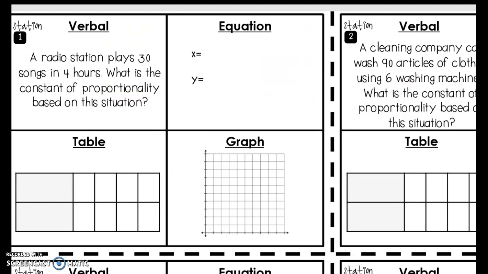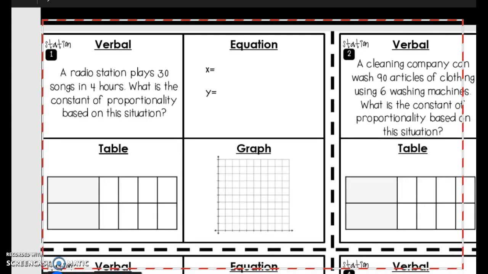Okay, so here's the station 1 workspace. And notice they give you a verbal, they give you an equation box, a table box, and a graph box. So a lot of information you're going to solve out for each and every problem. So here we go. First thing I want you to do is copy down everything that they give you on the station card that you're holding. So this one tells you time in hours and number of songs.